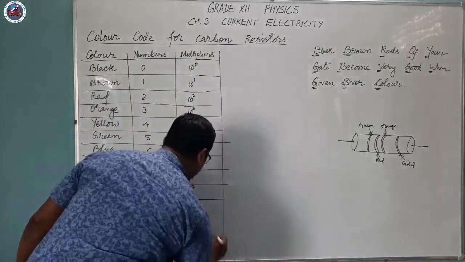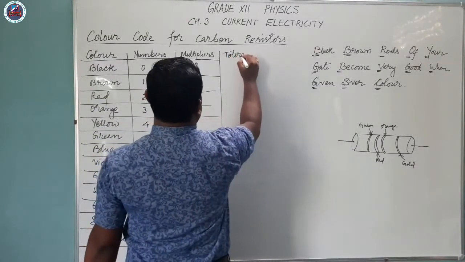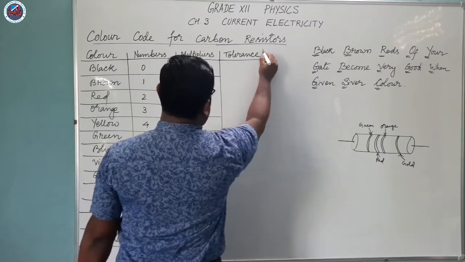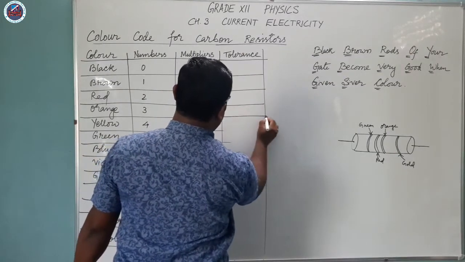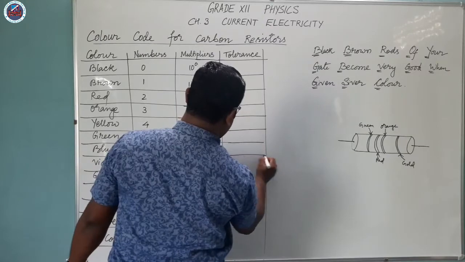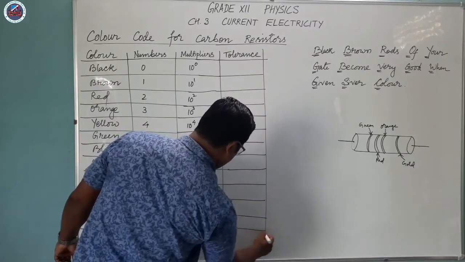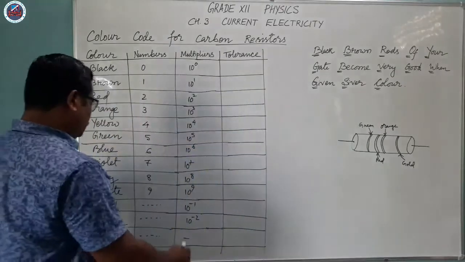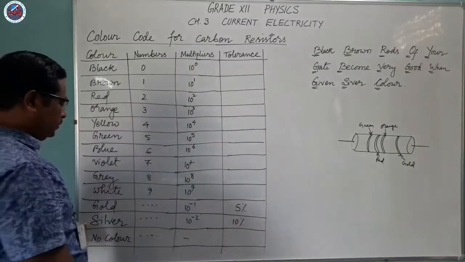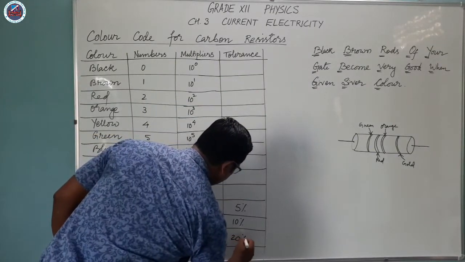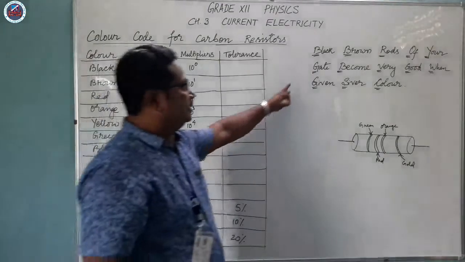Then the fourth column will give you the tolerance. For the first 10 digits 0 to 9, they don't show any tolerance, but the last 3, gold, silver and no color, you have the tolerance factor. Gold indicates around 5% tolerance, 10% tolerance, that is for silver, and no color is around 20% tolerance. So this way you can get the table if you know the sentence.